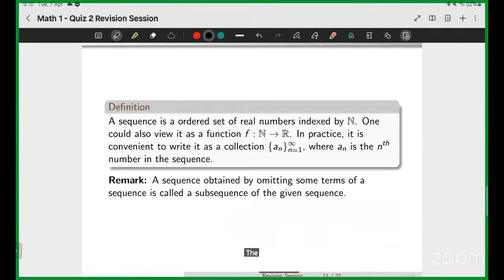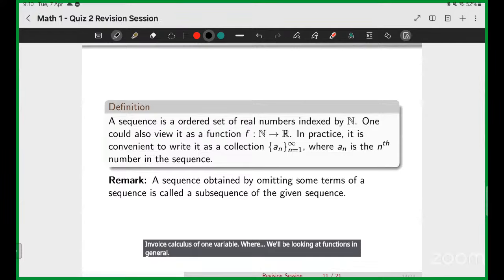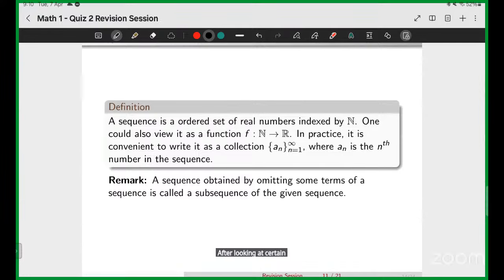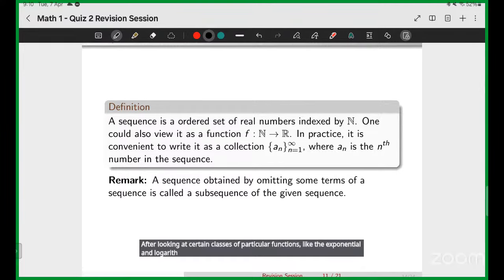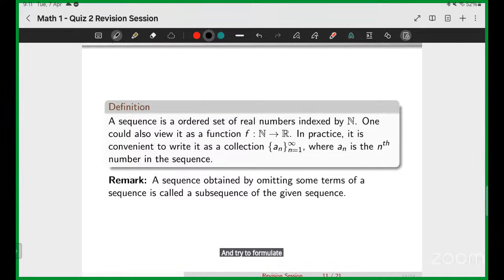The next part, which is week 7 to week 8, involves calculus of one variable, where we'll be looking at functions in general, after looking at certain classes of particular functions like the exponential, logarithmic and polynomial functions. Now we'll go to the general case and try to formulate certain natural notions.